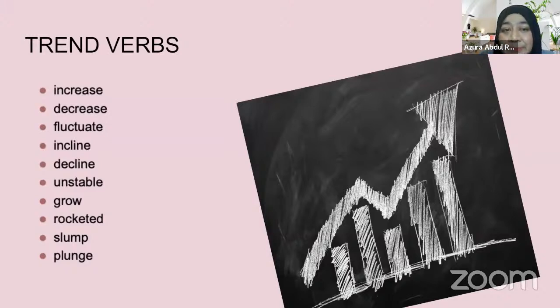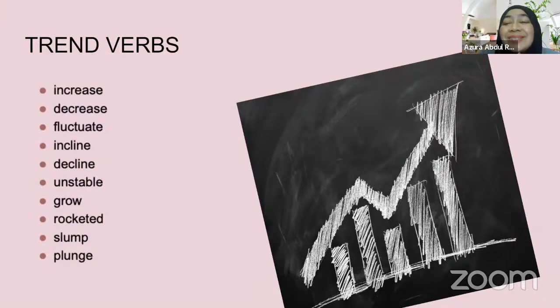Can someone tell me? How is the trend if it rocketed? Upward trend? Upward, yes, but how upward, is it very dramatic, Shasha? Yes, kind of dramatic. Right. It increased a lot, doesn't it? So it's like if you see a rocket, how does the rocket go up? Okay, you can use this as well.